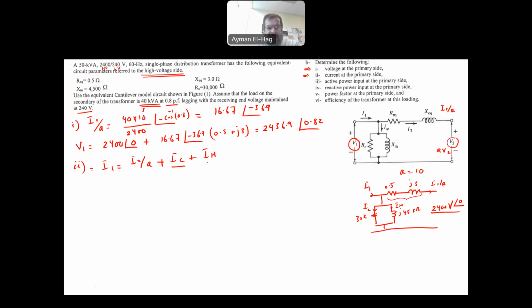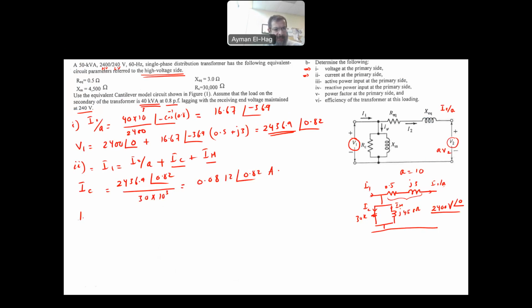Now we need to find IC and we need to find IM because we already know I2 over A. So your IC, by Ohm's law, is equal to the voltage V1 across it divided by the 30K. So IC is nothing but 2436.9 angle of 0.82, which is this voltage, divided by the 30K, or 30 times 10 to the power 3. And this will give me a current 0.0812 angle of 0.82 amps.